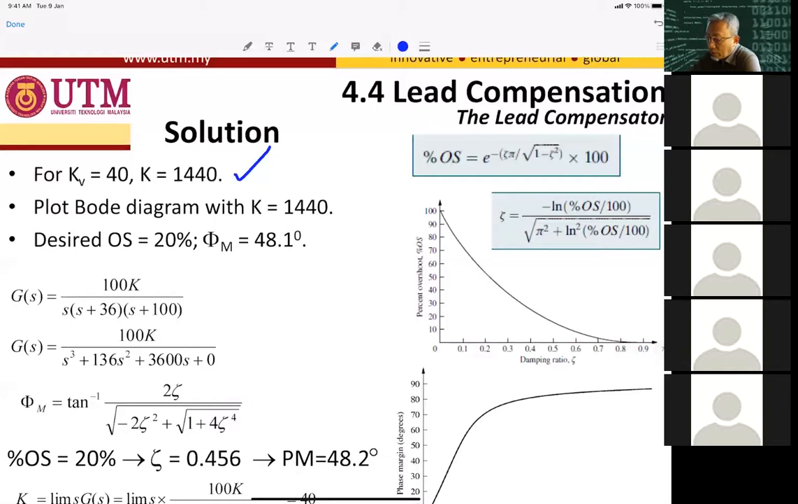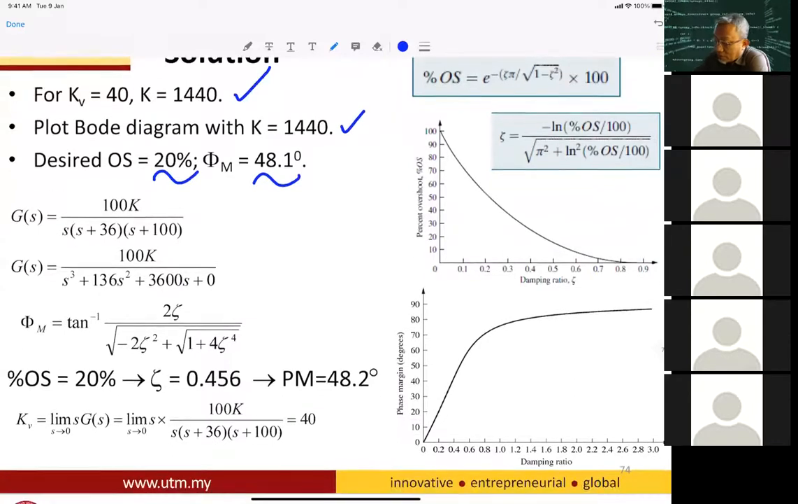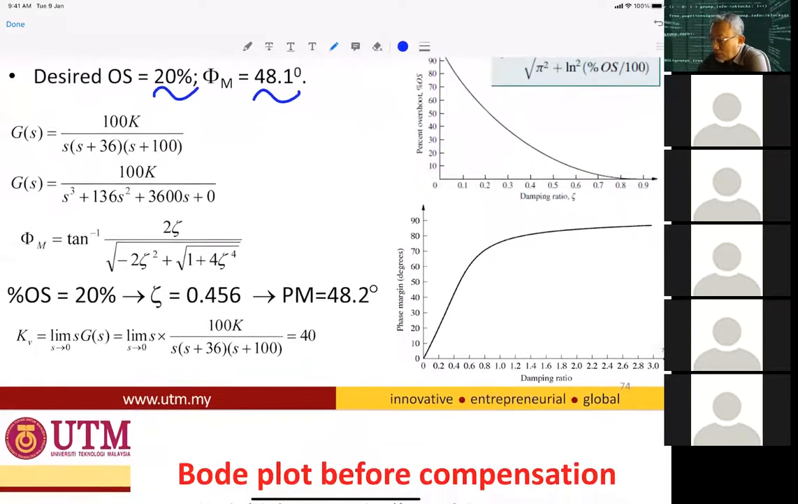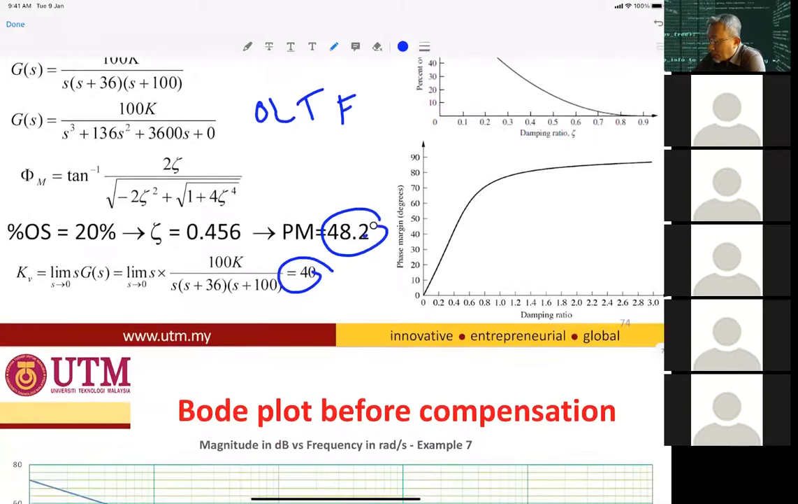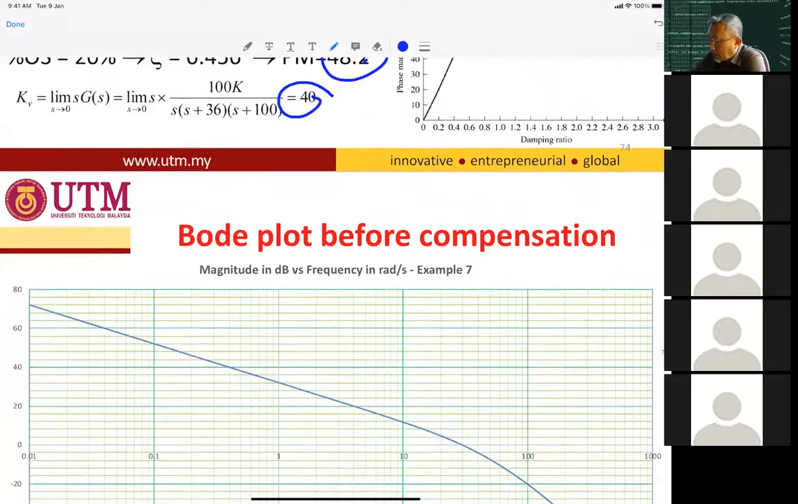So the Bode plot with the diagram, K is equal to 1440. The desired overshoot will be 20% and the phase margin is 48 degrees from the given standard curve. So from the open loop transfer function, we use the phase margin formula or the graph, then we will get 48.2 degrees and Kv is 40. So I give you the Bode plot here.